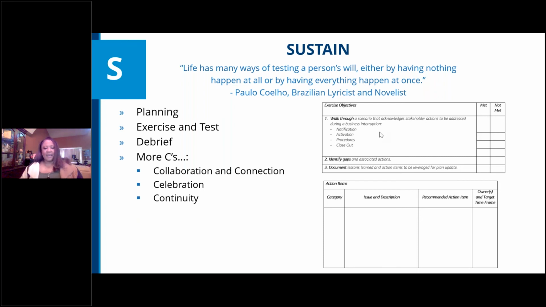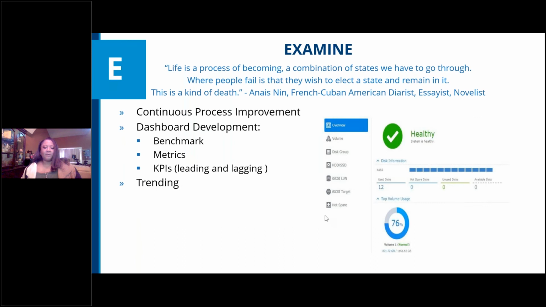So with that, the next area that we're focused on is examine. And the quote that I have for this, life is a process of becoming. Combination of states we have to go through. Where people fail is that they wish to elect a state and remain in it. This is a kind of death. And so what that means is you will continuously be growing. You will be continuously learning new things.